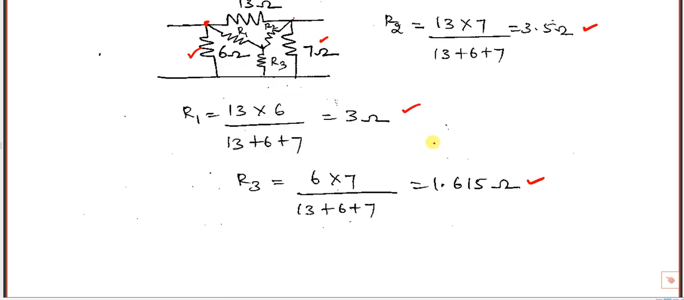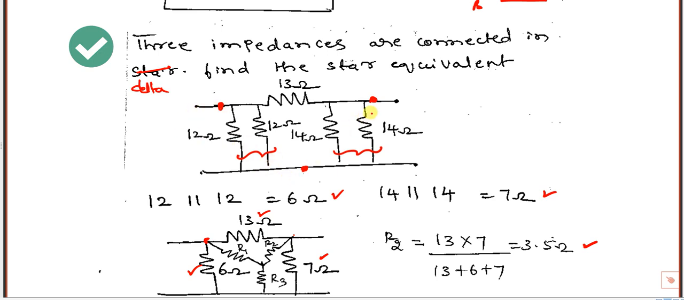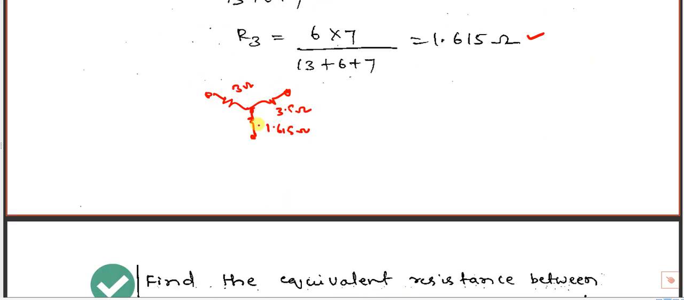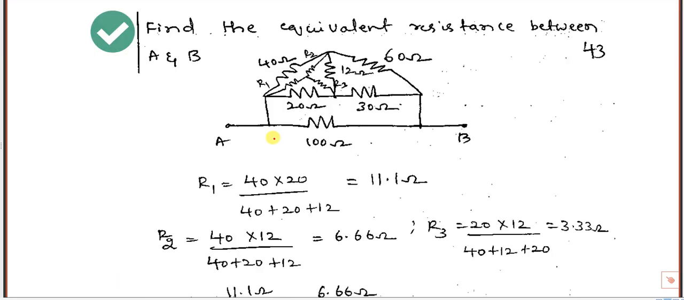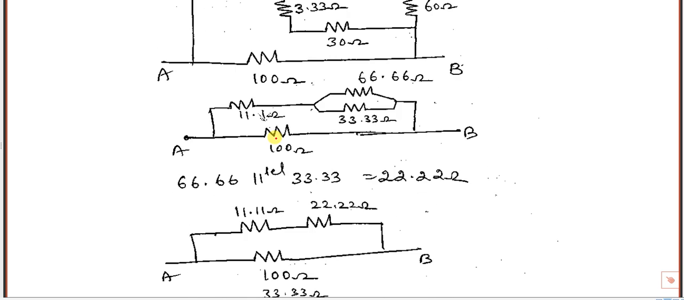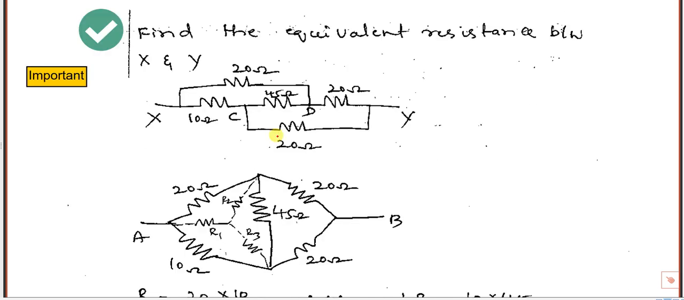You can write the final answer between these three nodes: R1 is 3 ohm, R2 is 3.5, and R3 is 1.615 ohms. Between these three nodes, the reduced star equivalent is only these three. Similarly, so many problems are given in the notes. You can follow them, and sometimes they will ask this problem. This is also one of the important problems.